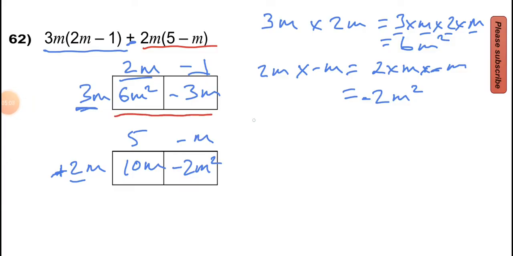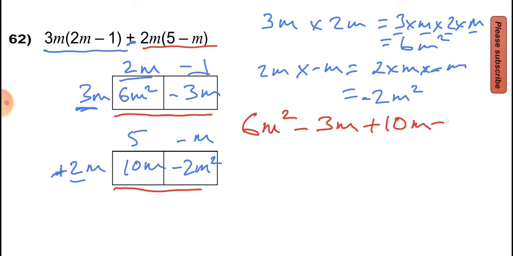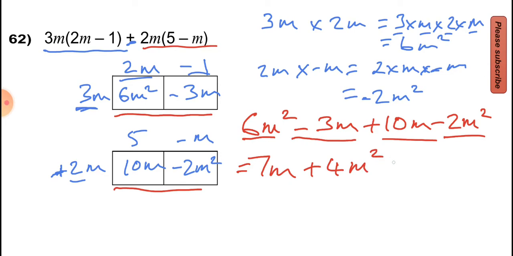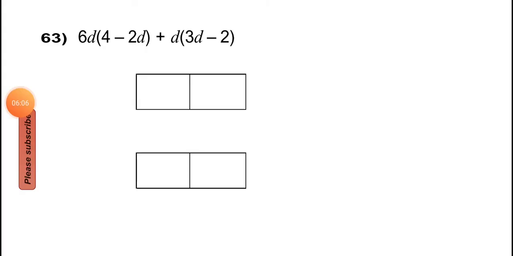So from here we have 6m square minus 3m, and then from here we've got plus 10m minus 2m square. I can see from here I've got minus 3m plus 10m, well minus 3 plus 10 is 7. So minus 3 lots of m plus 10 lots of m is going to be 7m. And then 6m squared take away 2m squared is 4m squared. It's positive, so plus 4m squared. So the final answer is 7m plus 4m squared, which you could have easily written as 4m squared plus 7m. Is the same answer.